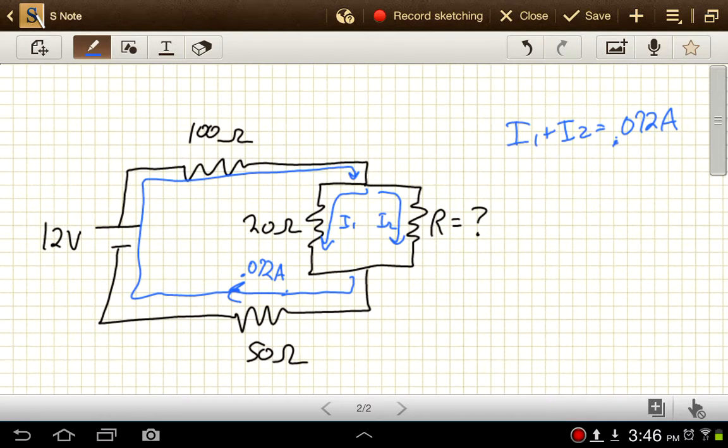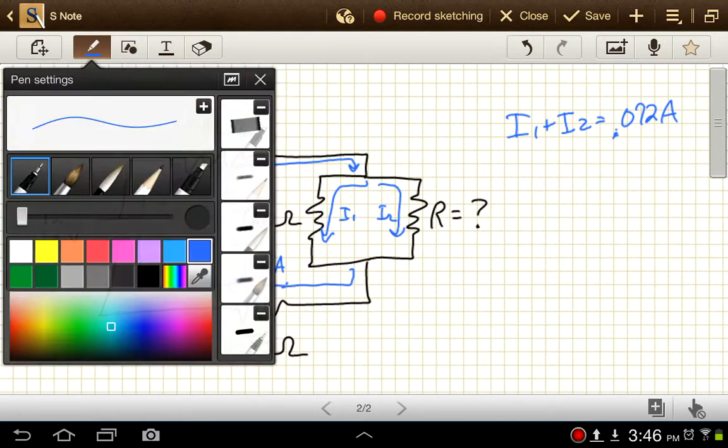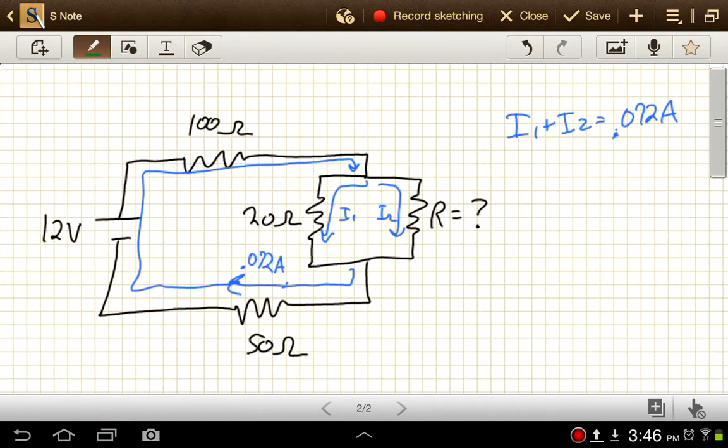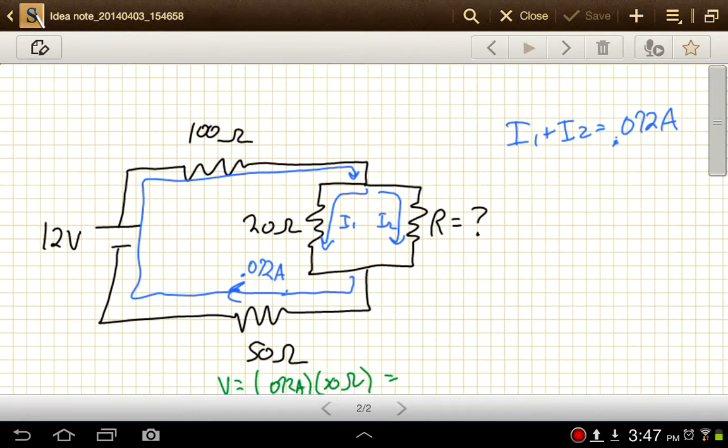All right, so back to this resistor that we know a lot about. We know that it has a resistance of 50 ohms and a current of 0.072 amps. So let's figure out the voltage then. So the voltage would be equal to, maybe I'll put this over by the resistor, 0.072 amps times 50 ohms, which would be equal to 3.63.